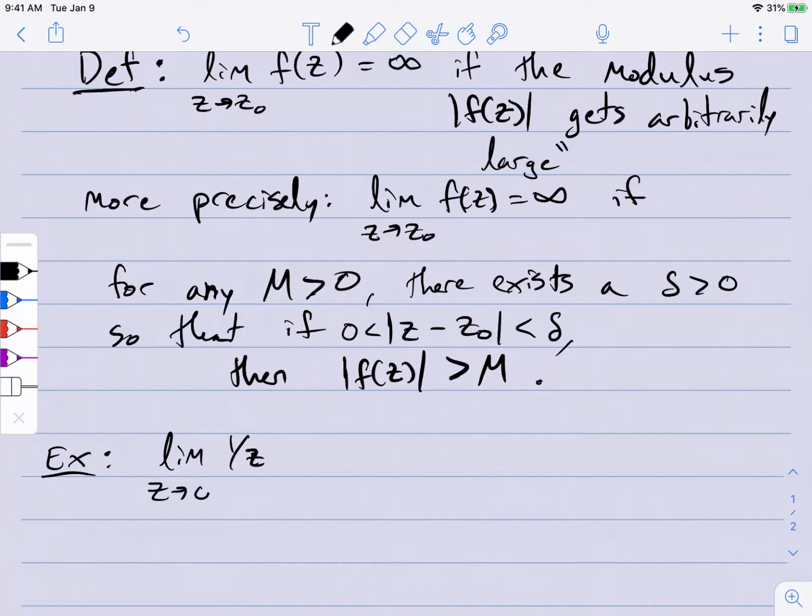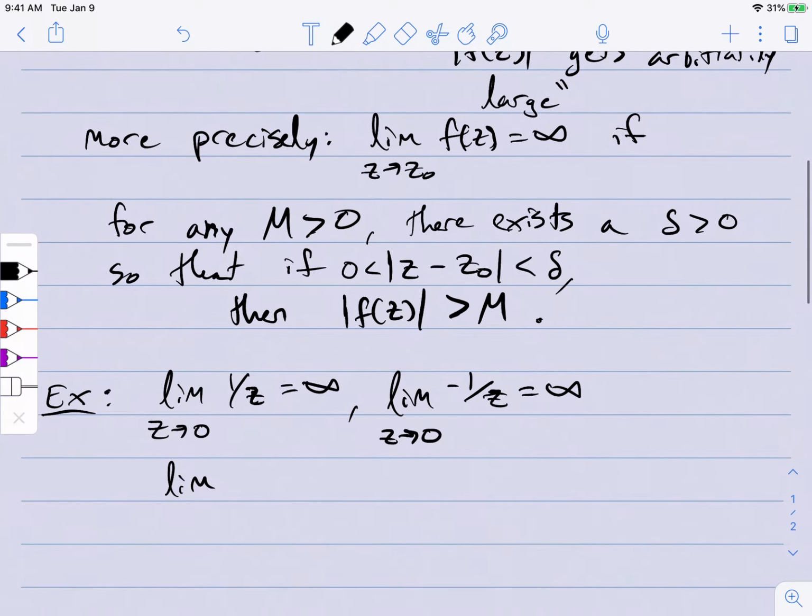So for example, some functions that have a limit equal to infinity: 1 over z, as you might imagine, as z goes to 0, this limit is infinity. Another one is negative 1 over z. As z goes to 0, the size of this is also getting larger and larger. So this is also infinity. And another example could be, for instance, negative 1 over the modulus of z.